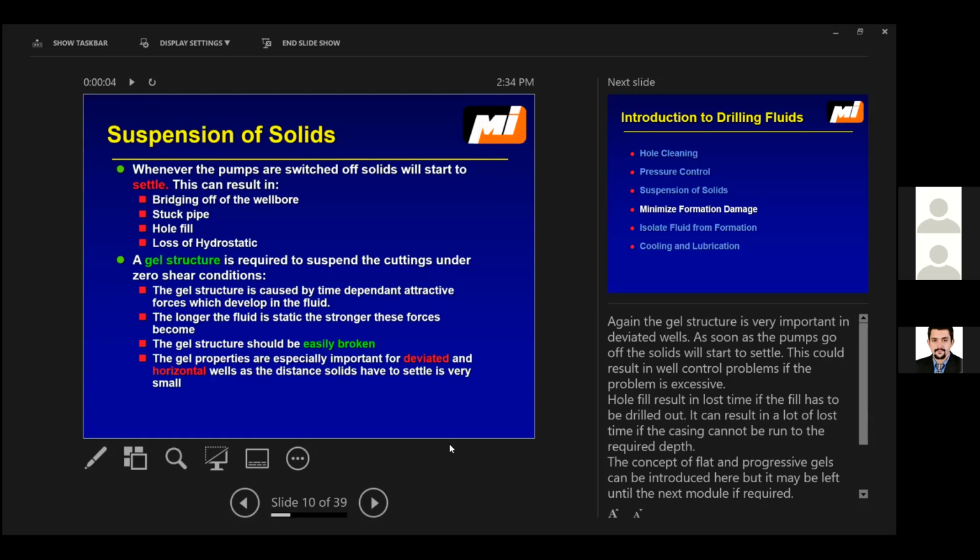The gel properties are especially important for deviated and horizontal wells, as the distance solids have to settle is very small. So the gel properties must be specific and tailored to the deviated and horizontal wells.